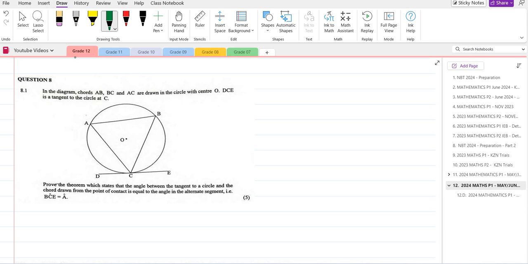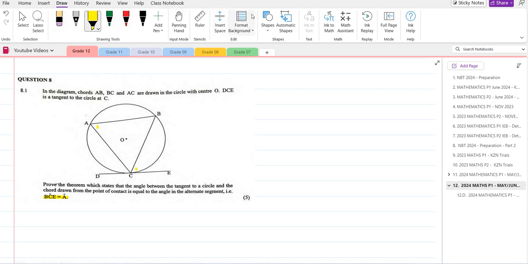Prove the theorem which says that the angle between the tangent to a circle and the chord drawn from the point of contact is equal to the angle in the alternate segment. In other words, BCE is equal to alpha. So we want to prove that BCE, this angle, is equal to A.